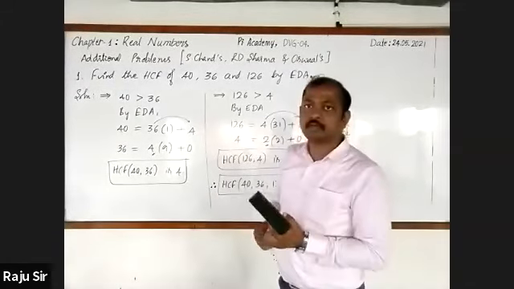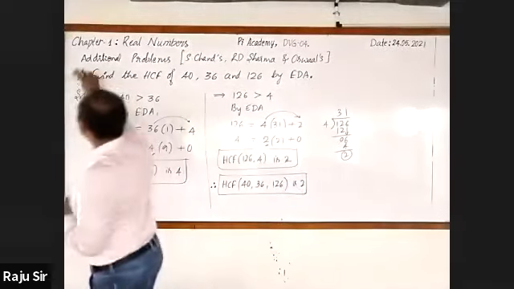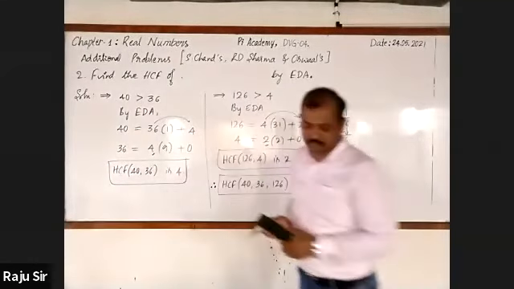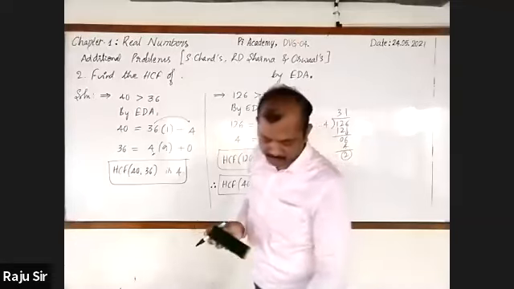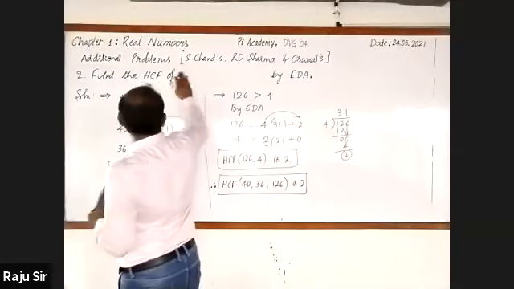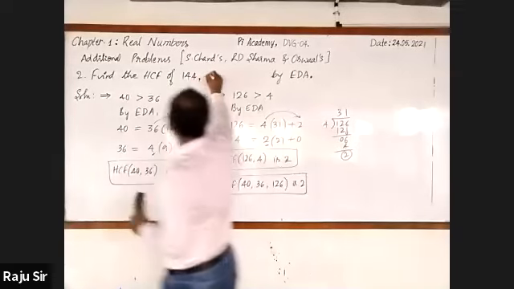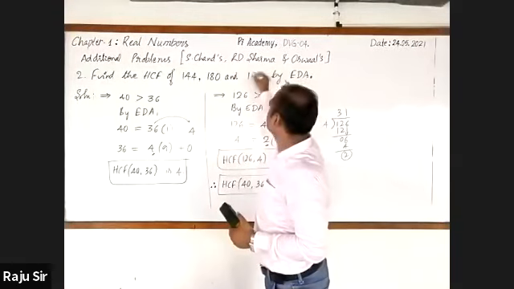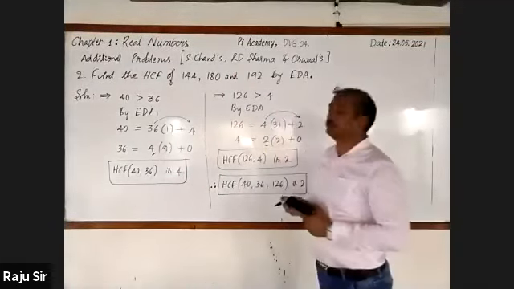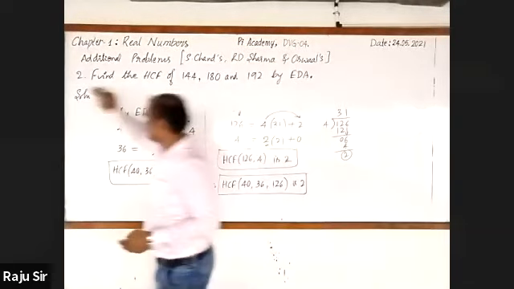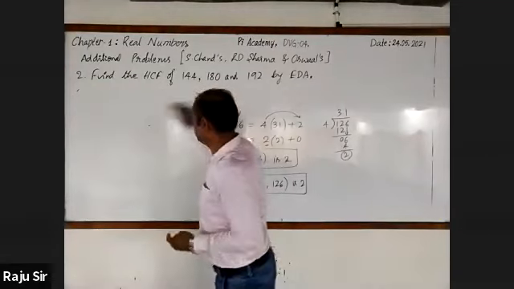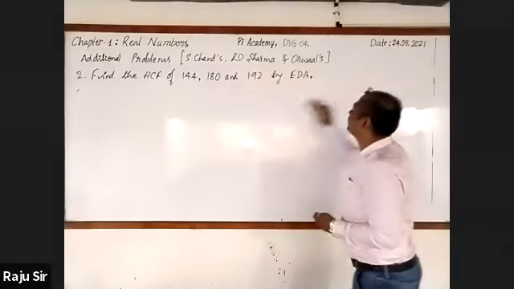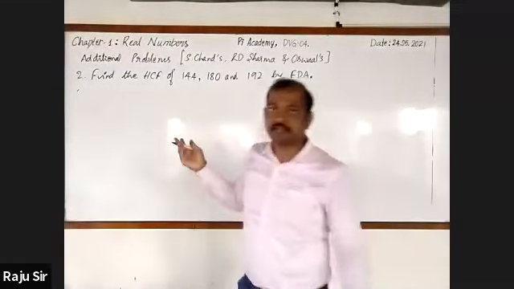Another one, second one. Same type of question. Find the HCF of 144, 180 and 190 by Euclid's division algorithm. It is a home assignment. In your notebook only, just leave one page for this. Now you don't go for solving it. After class only, you can solve it.